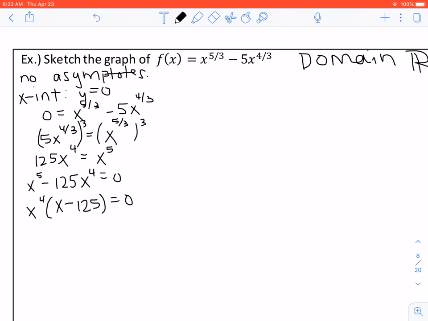that means that I have two x-intercepts. I have one that's at 0, and my other one is at x equals 125. So I'll write those as ordered pairs of 0, 0, and underline it so I can find it easy, and 125, 0.